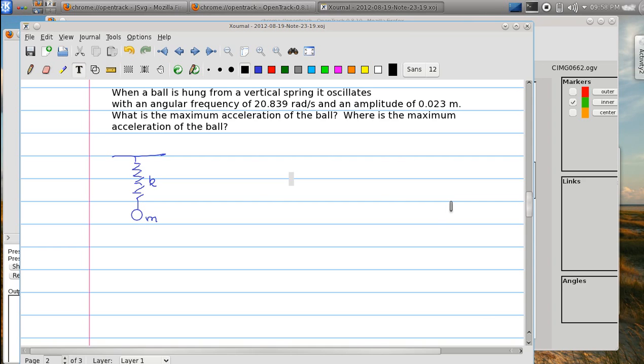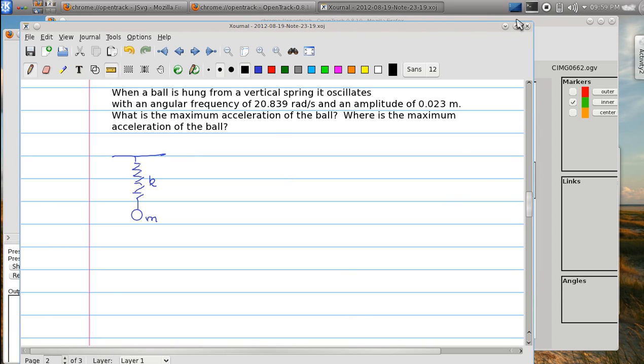In this video, we're going to look at the problem of a ball hanging from a spring. When the ball is hung from a vertical spring, it oscillates with an angular frequency of 20.839 radians per second and has an amplitude of 0.023 meters. We want to know what the maximum acceleration of the ball is and where it occurs. I hope it's obvious that this motion is sinusoidal.